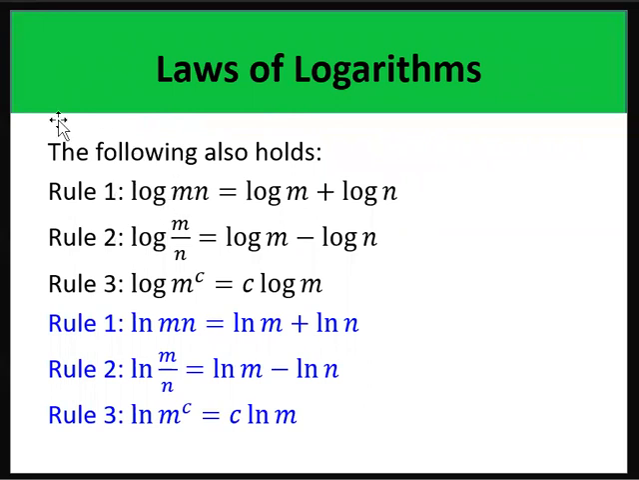Now, if the base is 10, or if we are working on the common logarithm and the natural logarithm, the three rules that we have discussed so far will also be valid. So whenever we have the logarithm of m times n, it's equal to the logarithm of m plus the logarithm of n. Logarithm of m over n is equal to the logarithm of m minus the logarithm of n. Logarithm of m to the c is equal to c times the logarithm of m. And that's also the same thing whenever the base is 2, or if you are working on the natural logarithm ln.